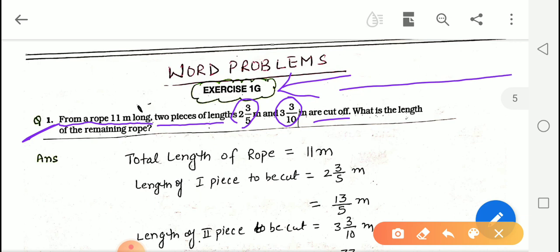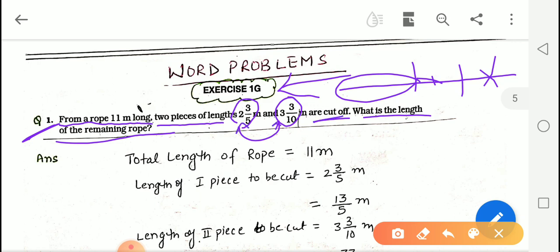Suppose this is the total rope. From this rope, two pieces are cut from the rope, and we have to find out what is the length of the remaining rope. This is the remaining rope. We have to find out the length of this rope. So from this we can judge if we will add these two numbers, means the length which is to be cut off, and whatever answer will come, if we will subtract that answer from the 11 meter, that is the total rope length, then we can get the answer of the remaining rope. So after understanding the question, we can start our question like this.